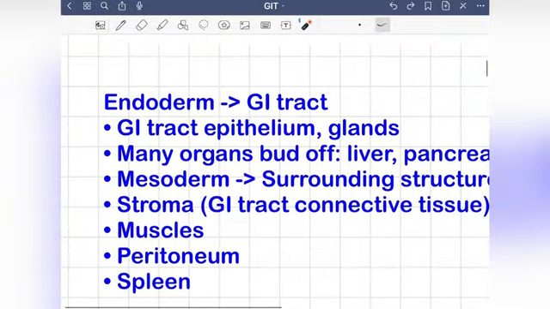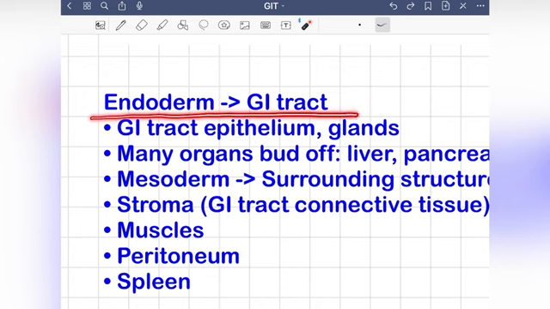So here's a summary slide just to make these points clear. The endoderm develops into the GI tract. It forms the GI tract epithelium and the glands. Many organs bud off from this, including the liver, pancreas, and trachea. We'll talk about all of this in the module today.